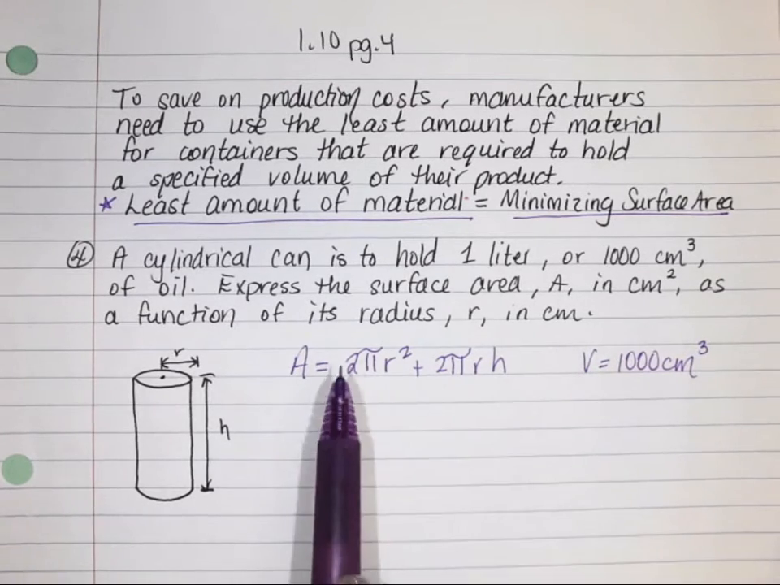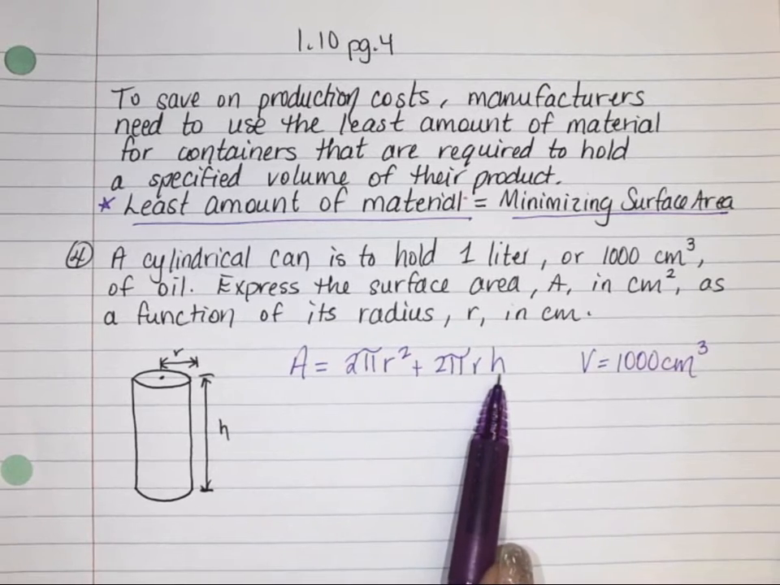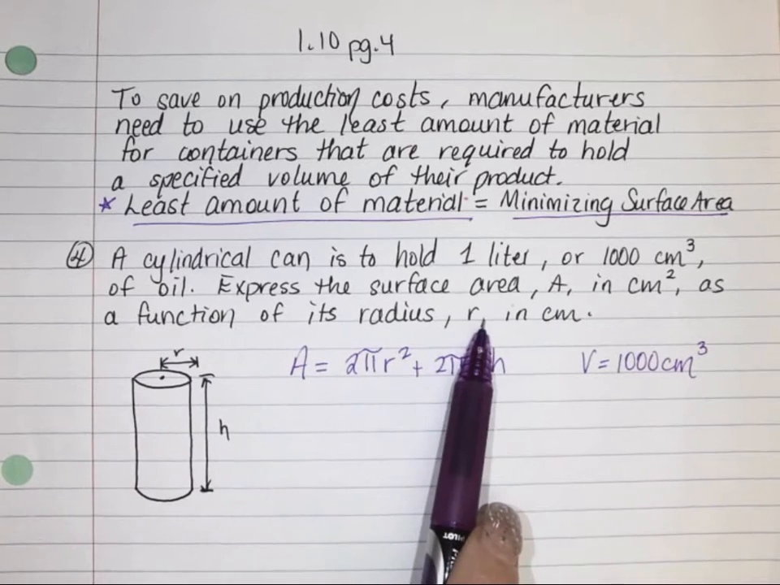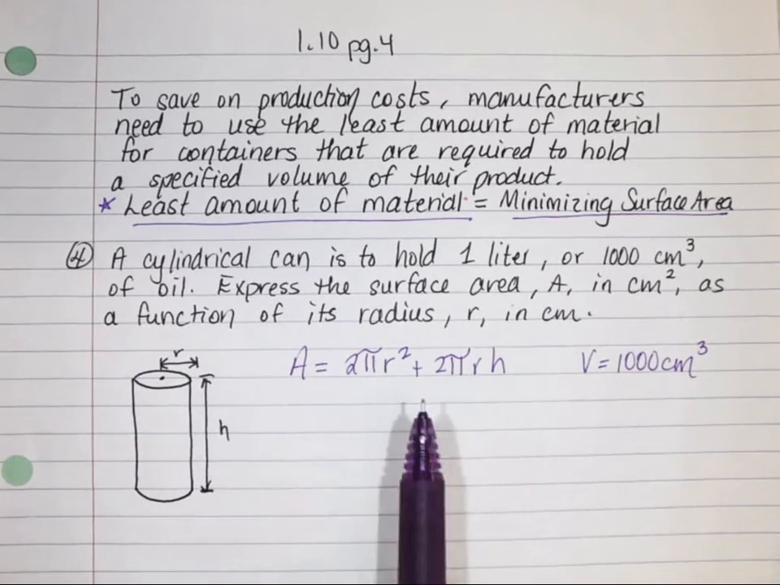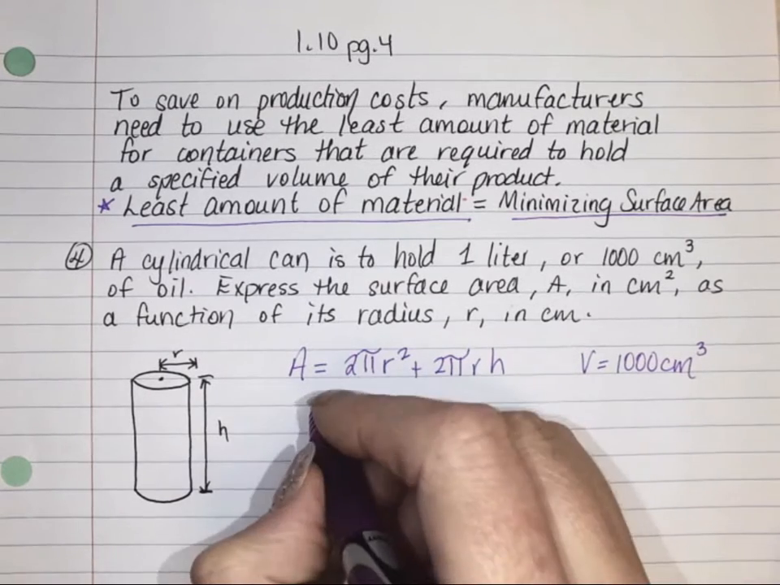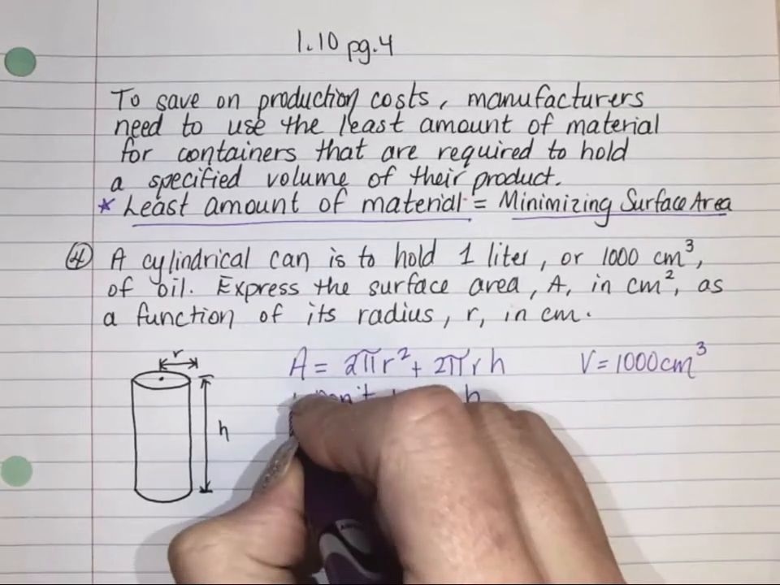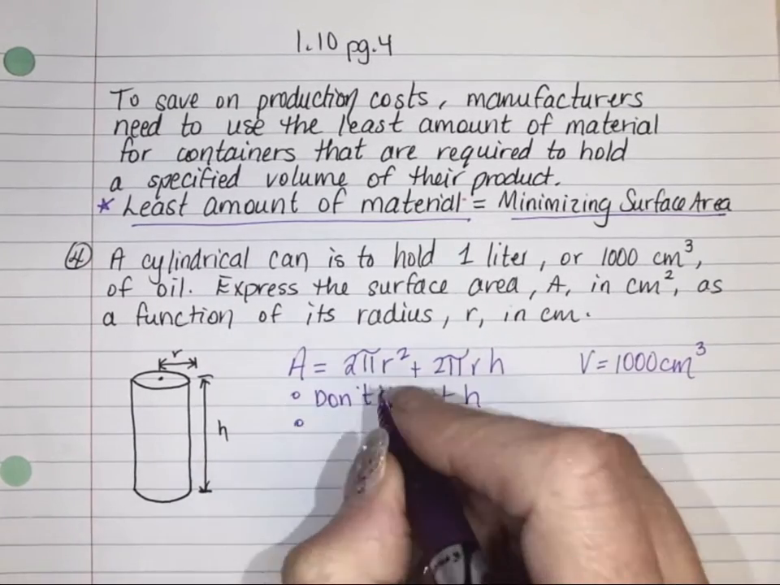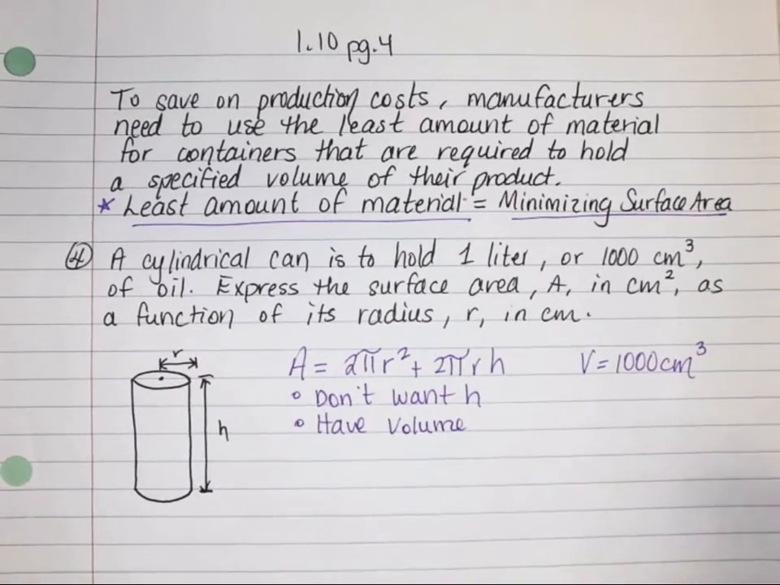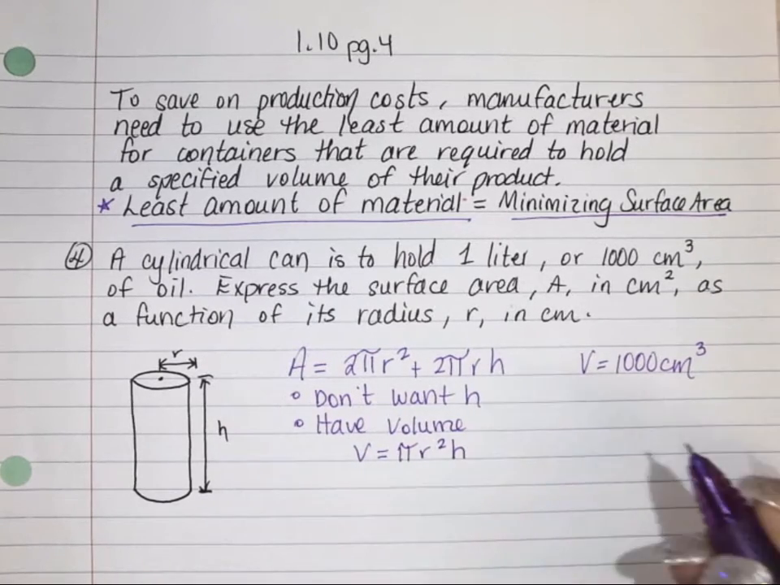All right, notice the area has an R value and an H value, but they only want us to express the area as a function of the radius only. So they're telling us to do away with H. So you don't want H according to your directions. You do have volume. They give that to you, tell you what it should be. And if you'll recall, the volume is pi times radius squared times height for a cylinder.